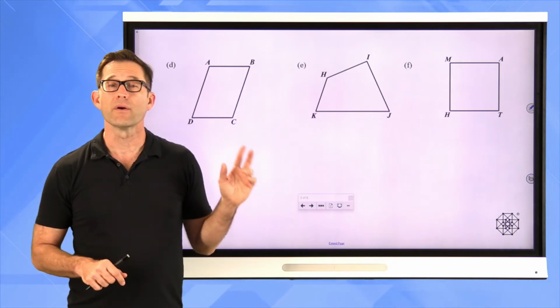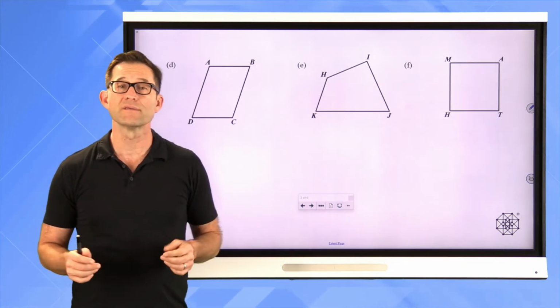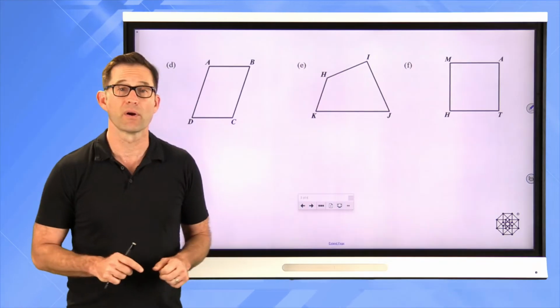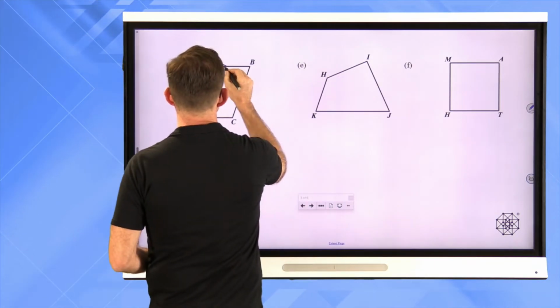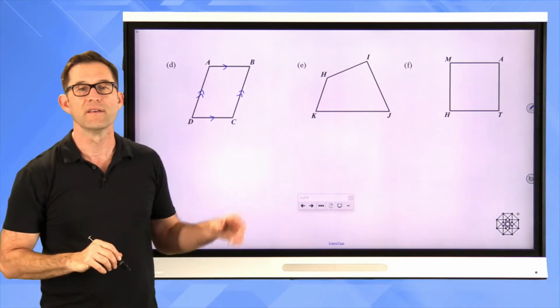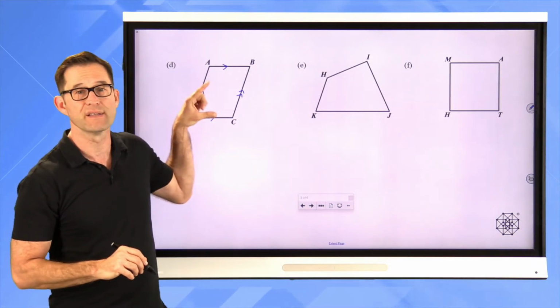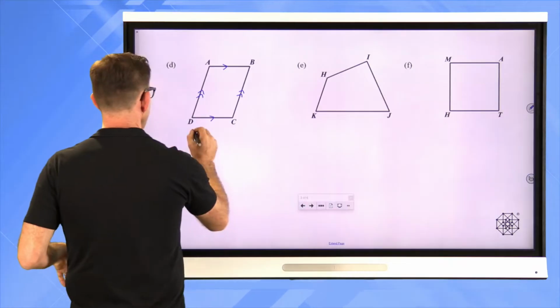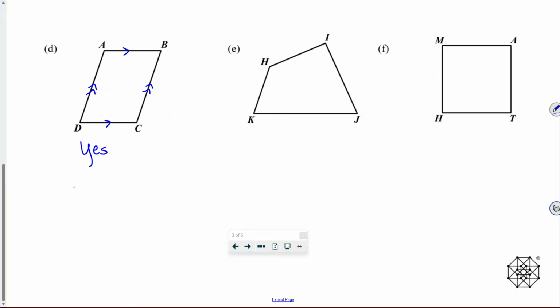All right, well here in ABCD, we have our first instance of having a figure that has two pairs of parallel sides. It appears that side AB is parallel to side DC, and side AD is parallel to side BC. Notice how I put two arrow marks on that to distinguish this pair of parallel sides with that pair. So again, the answer here is yes, with AB parallel to CD and with AD parallel to BC.